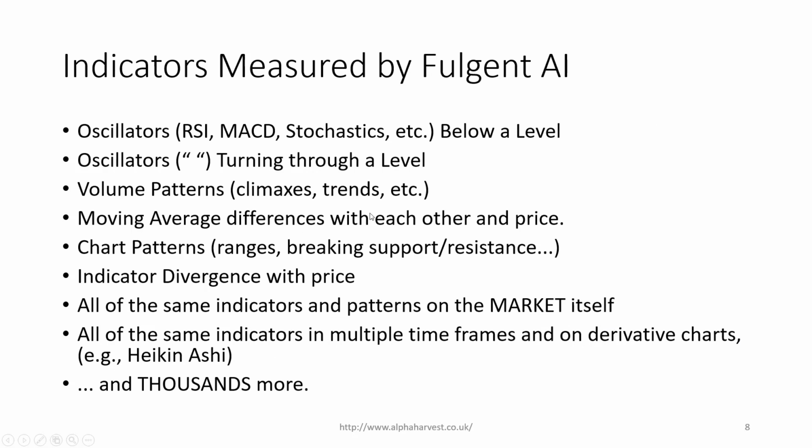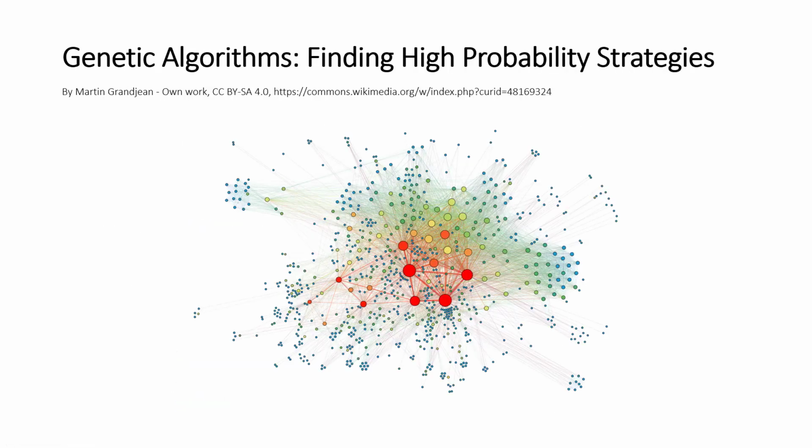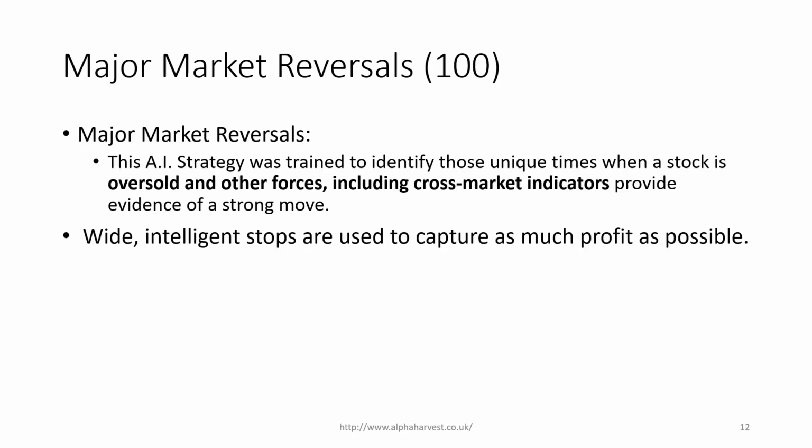So, for example, we take all the technical indicators with all available settings, and then we reduce those to a few highly probable AI strategies. These are the two we're going to look at today: major market reversals and volatility breakouts.